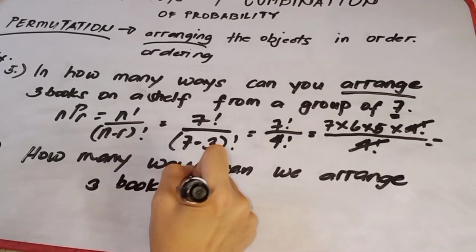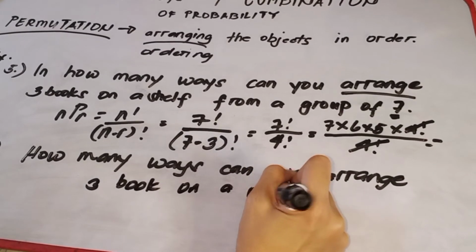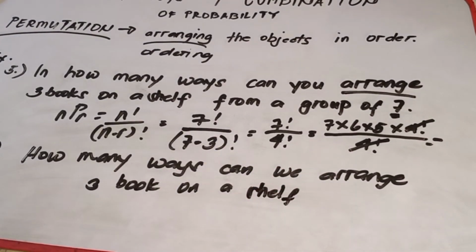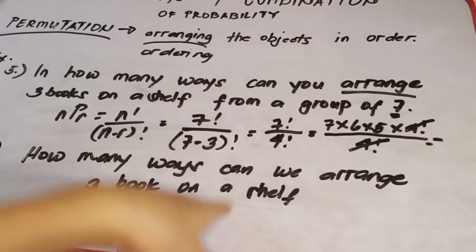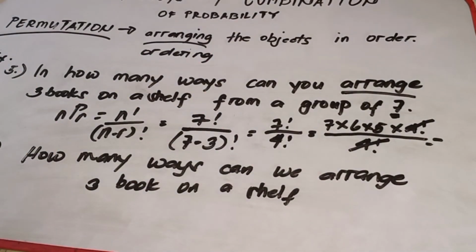3 books on a shelf. So ano yung pagkakaiba ng example natin? So in our example number 6, tinatanong lang dito how many ways we can arrange 3 books on a shelf. So walang specific number kung ano yung items na i-arrange natin. So ano yung gagamitin nating formula?